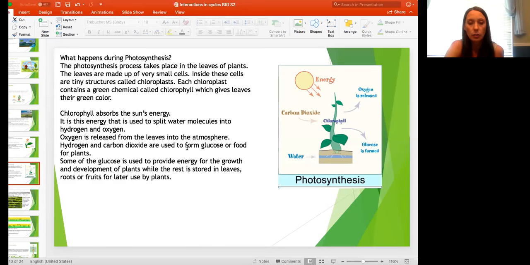Some of the glucose is used to provide energy for the growth and development of the plant. If it produces a fruit or a vegetable, the plant gets bigger, the leaves get bigger. The rest is stored in the leaves, roots, and fruits for later use by the plant, and for consumption by consumers.